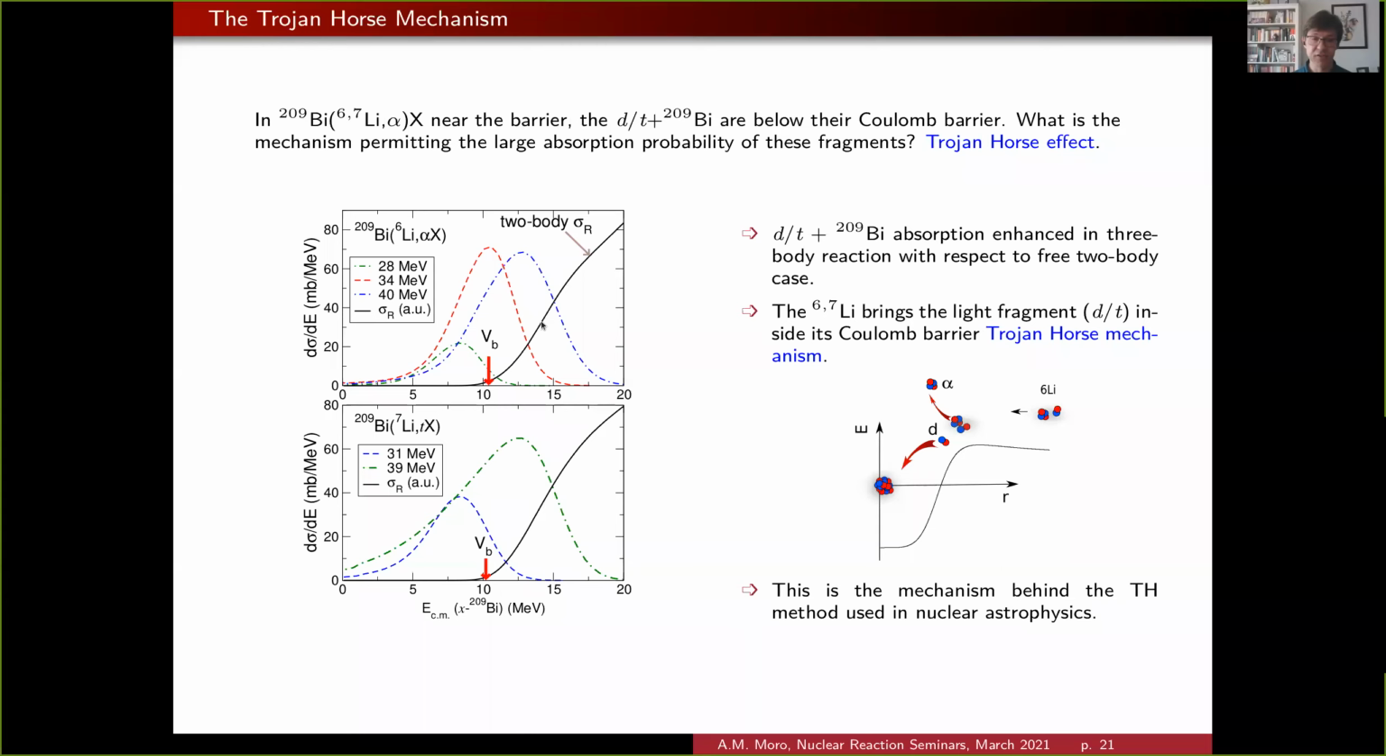This reaction cross-section drops very quickly as we go down in energy and approach the barrier because of the penetration factor. But for the three-body case, for this reaction, if we do the cross-section, these are different incident energies. And since we have the alpha energy, we can also infer the relative energy between X and the target. So you see that the cross-section can be very large and also is not suppressed at the Coulomb barrier. This is commonly referred to as the Trojan horse mechanism, and this, as you probably know, is the basis of the Trojan horse method that is used in nuclear astrophysics.